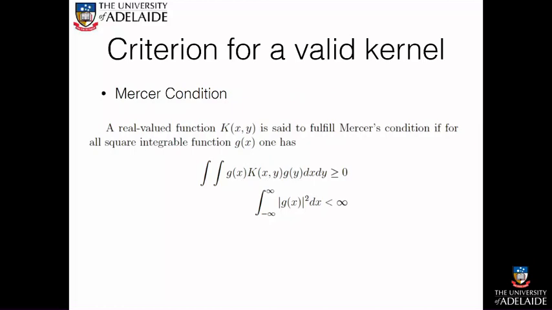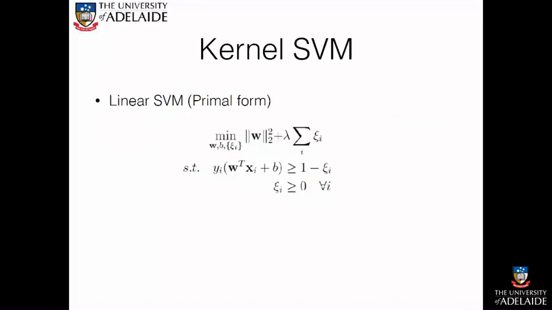And if we extend it to the continuous case, then this is equivalent to the so-called Mercer condition. All right, we already covered this a few weeks ago. This is the primal formulation of the linear SVM. The first term here is the regularization. The second term corresponds to the hinge loss. And this is the soft margin linear SVM.